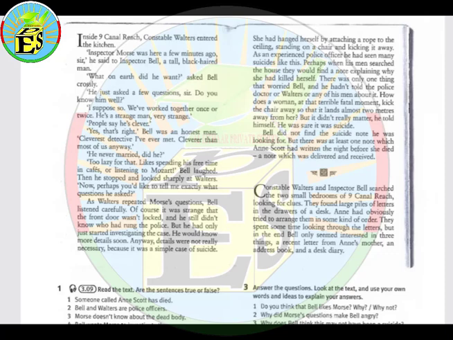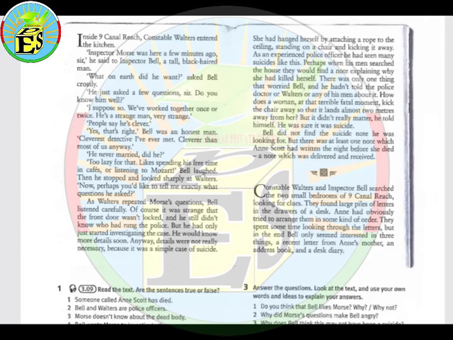There was only one thing that worried Bell, and he hadn't told the police doctor or Walters or any of his men about it. How does a woman, at that terrible fatal moment, kick the chair away so that it lands almost 2 meters away from her? But it didn't really matter, he told himself. He was sure it was suicide. Bell did not find the suicide note he was looking for, but there was at least one note which Anne Scott had written the night before she died, a note which was delivered and received.